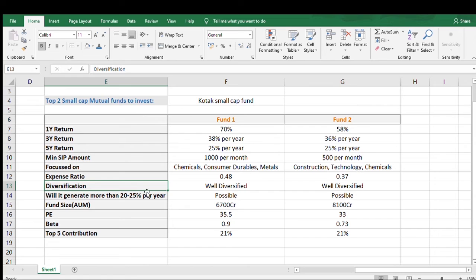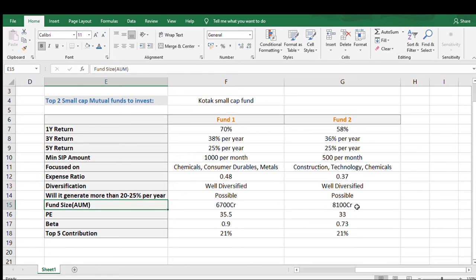So coming to the fund size, Kotak Small Cap Fund has an AUM of 6,700 crore and Fund 2 has 8,100 crore, which indicates that many people are believing in this mutual fund and they're putting their money in this one, which is a good factor. But also if the fund size keeps on growing, then the returns you get will be reduced. But 6,000 crore and 8,000 crore is not a very big amount, so these mutual funds will know how to manage their money and generate a good amount of returns.